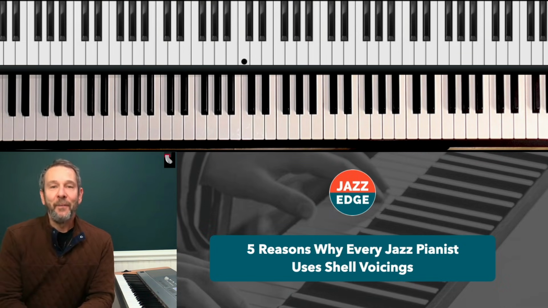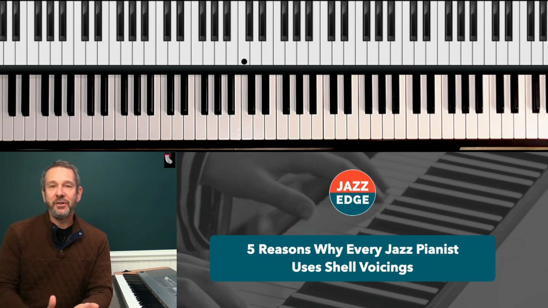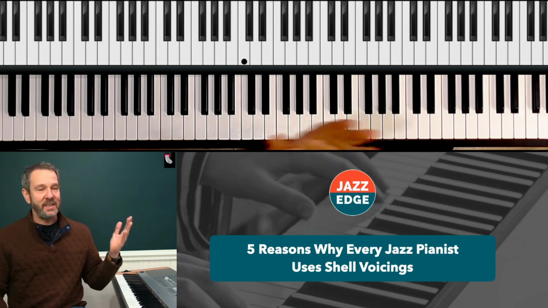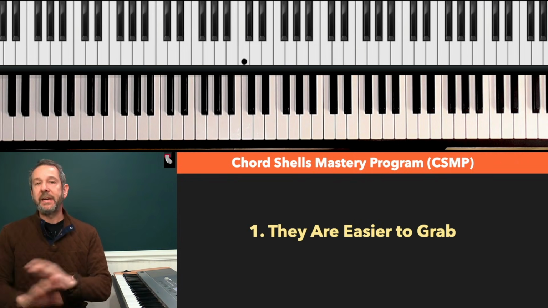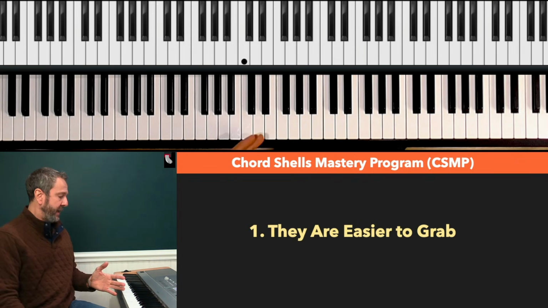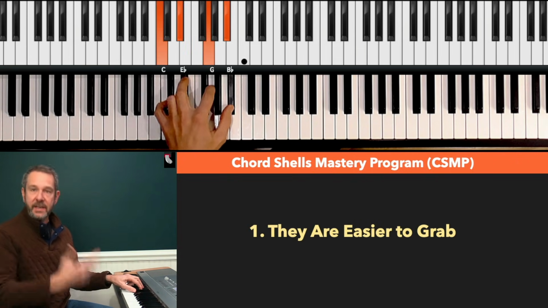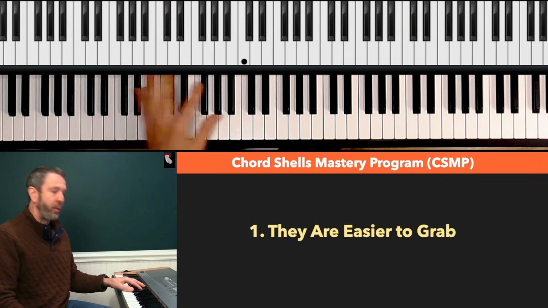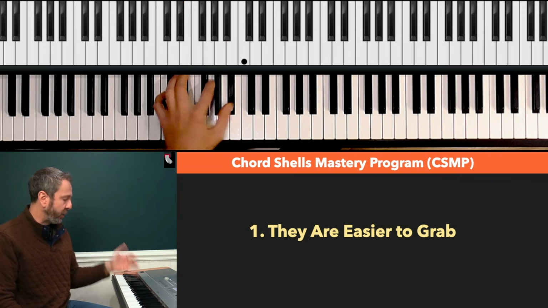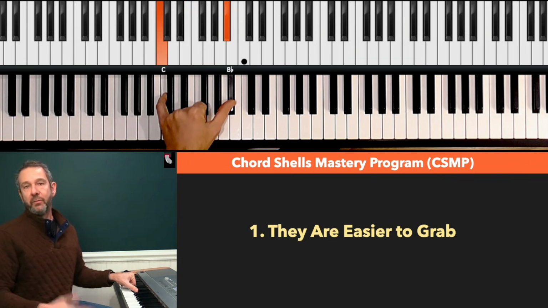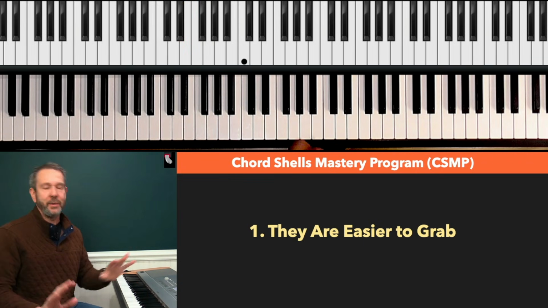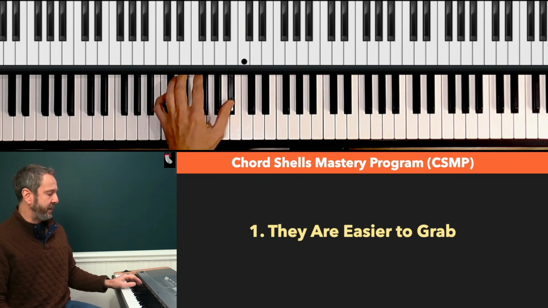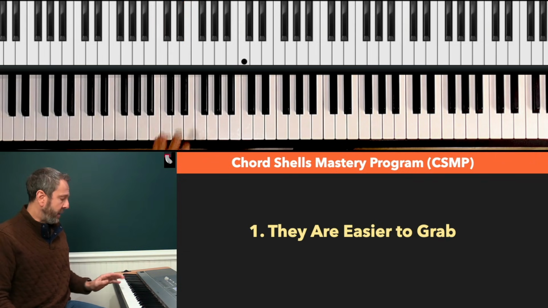So let's talk about 5 reasons why every jazz pianist utilizes shell voicings. All right, so the first reason is they're easier to grab, meaning that if we have a block chord, let's say a C minor 7 chord like that, there's 4 notes there that you've got to grab, right? A chord shell is just 2 notes, the root and the 7th, the root and the 3rd, and there are some other combinations as well, but those are the 2 big ones, root 7 or root 3rds.